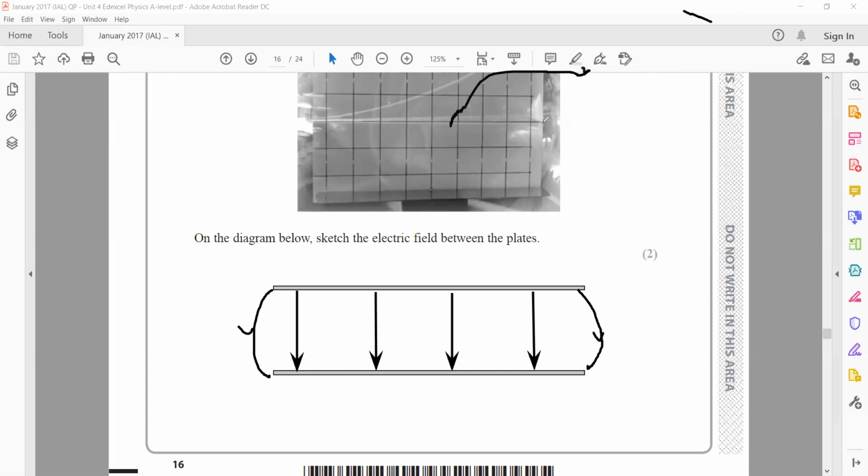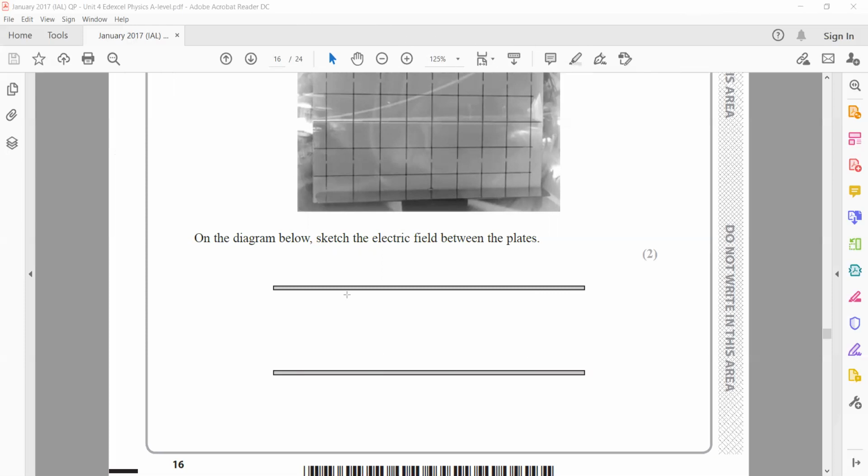Even if you are drawing parallel lines, if you're not drawing them equally spaced, then it is not considered correct. Why is it wrong? Because the gap between the field lines shows the strength. If the gap between the field lines is not uniform or constant, it shows that the strength of the electric field is variable. But between the plates, there is a constant electric field.